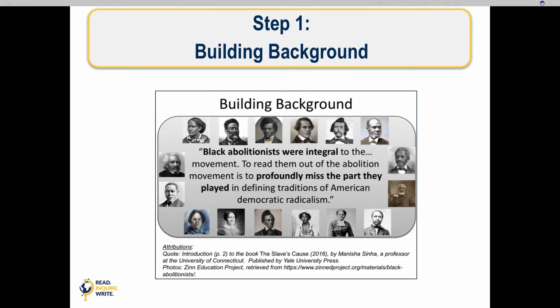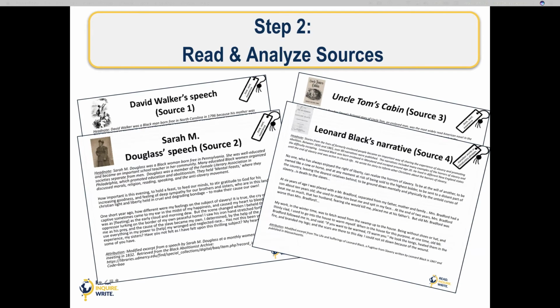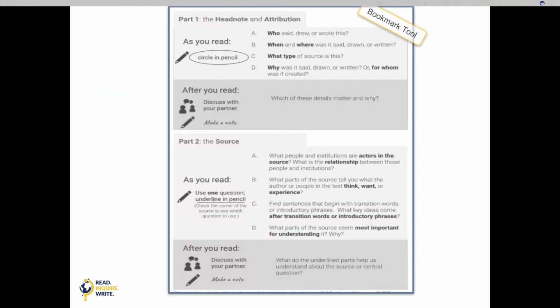First, you'll begin by building background about the Black abolitionists who were a critical part of the movement. Next, your teacher will provide you with different sources to read about the abolitionists. You'll use these sources to determine which ones should be taught in schools. To help you read these sources, your teacher will provide you with this bookmark. The bookmark tool will help you understand, analyze, and evaluate sources about the abolitionists.